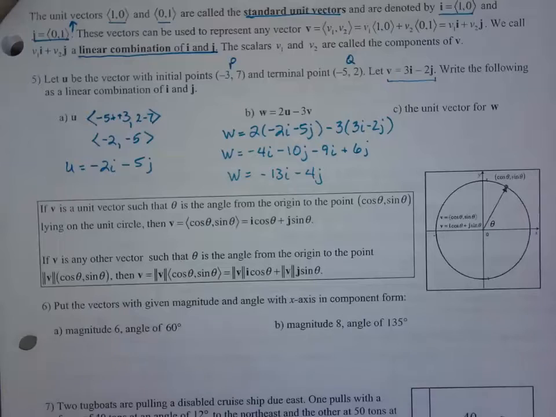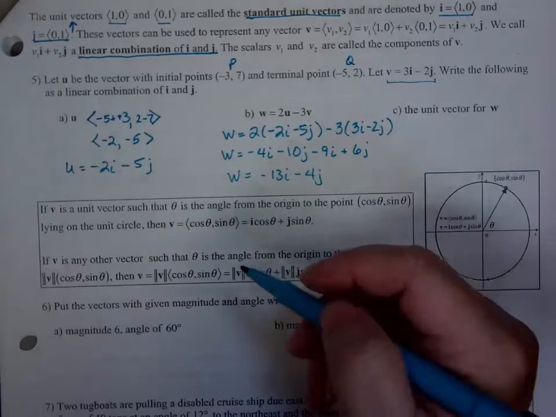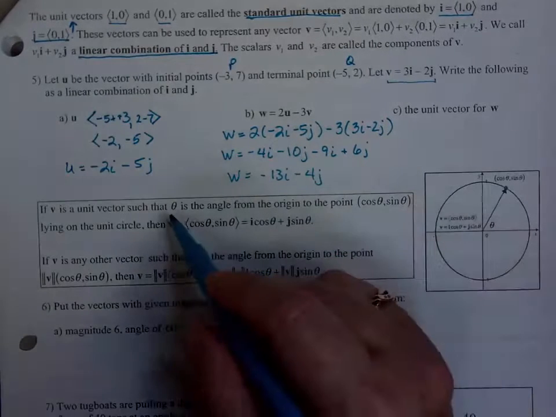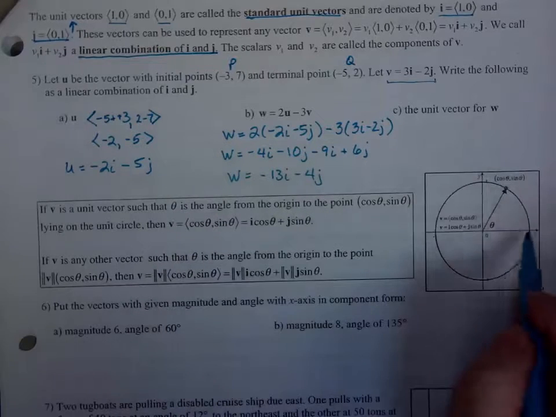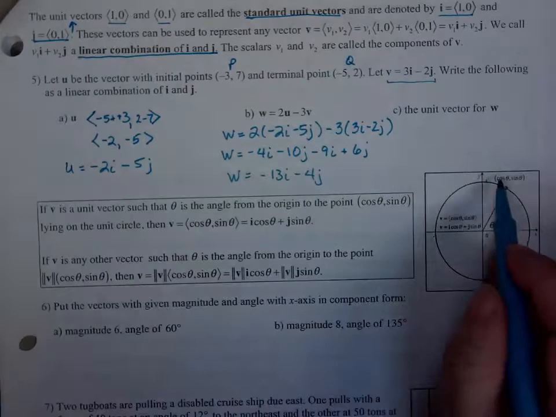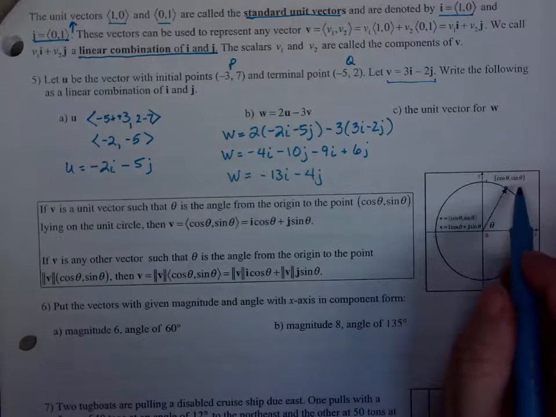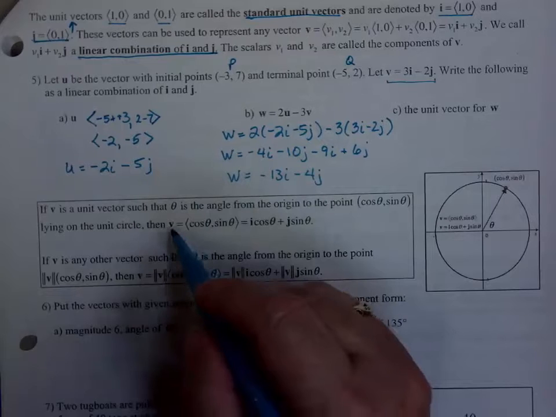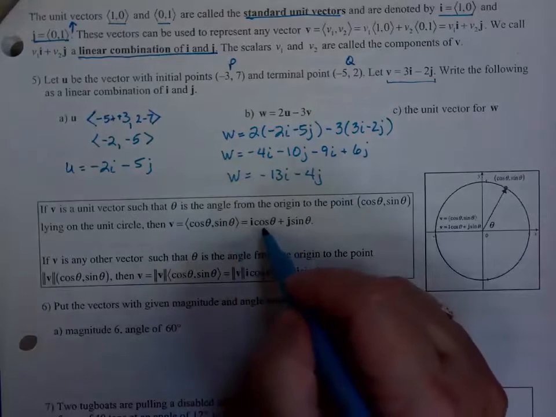So now we're going to take it a step farther, because this is where we go even farther. Let's say that v is a unit vector, one unit long, such that theta is the angle from the origin to the point cosine theta, sine theta. Why are those the x and y? Because if you remember on the unit circle, x was the cosine and y was the sine, right? So its ordered pair is cosine, sine. So v would be cosine theta, sine theta in component form.